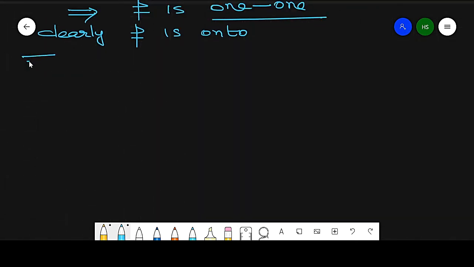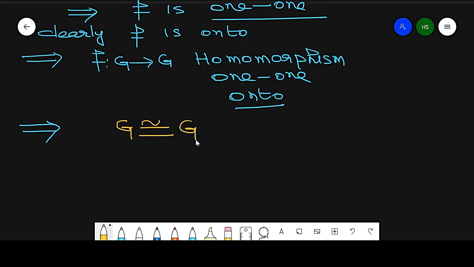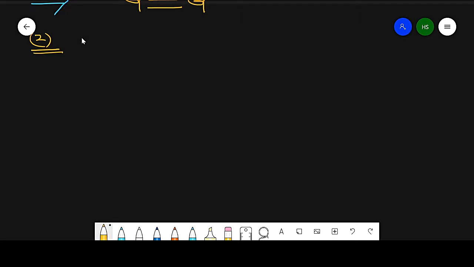So f from G to G is a homomorphism, one-one and onto. So it means this is an isomorphism. If isomorphism, then G is isomorphic to itself. So it proves the reflexive property. Now, second is the symmetry property. Third is transitive.